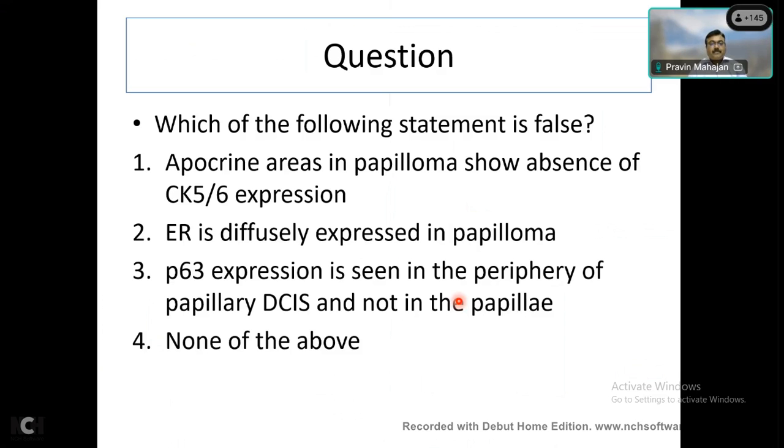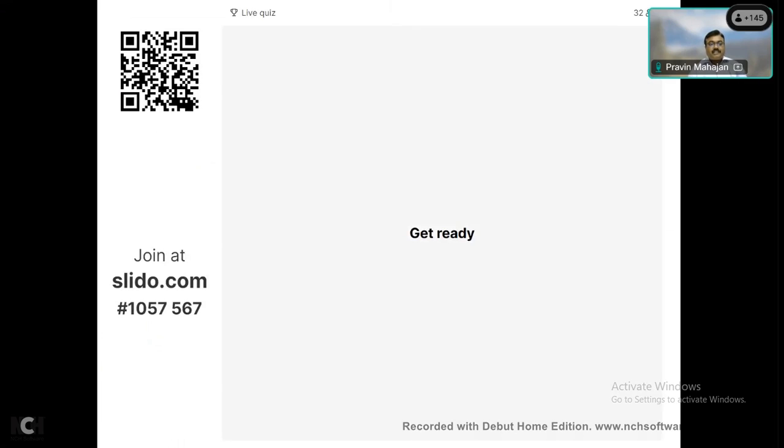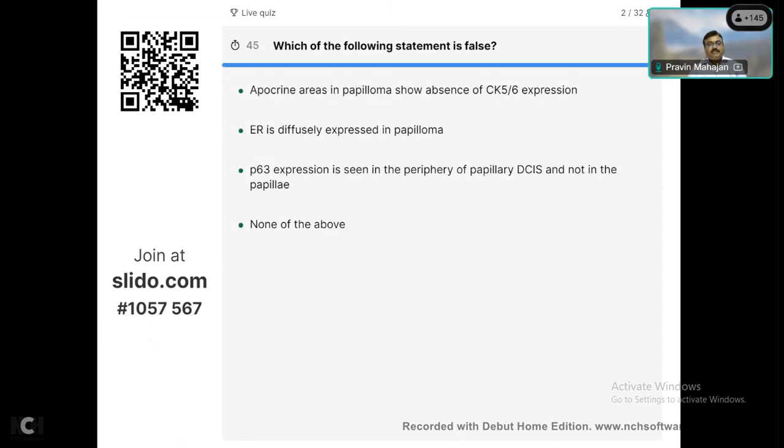So next question. I hope you have already scanned it. So I will just go to the quiz directly. Which of the following statements is false? Apocrine areas in papilloma show absence of CK5/6 expression. ER is diffusely expressed in papilloma. P63 expression is seen in the periphery of the papillary DCIS and not in the papillae, and none of the above. So we still have 20 seconds to go.